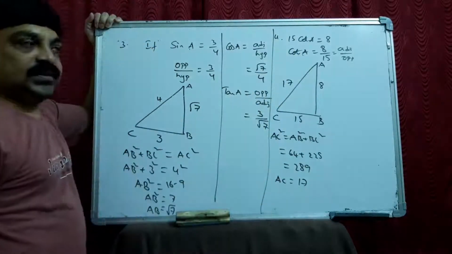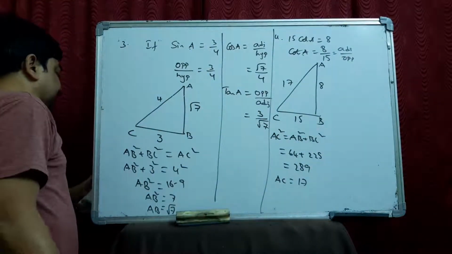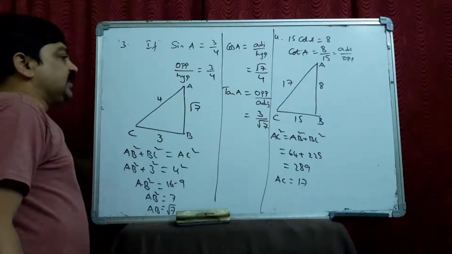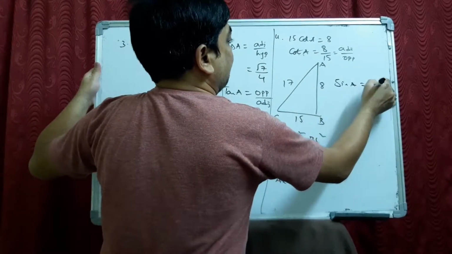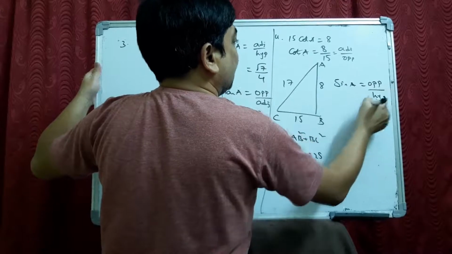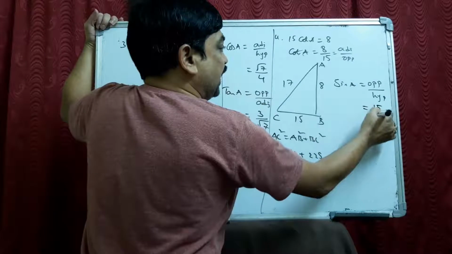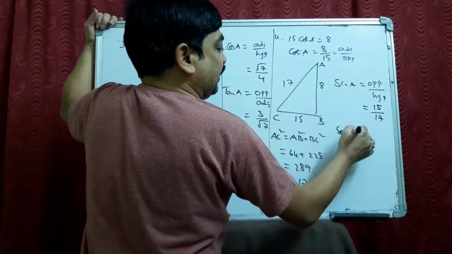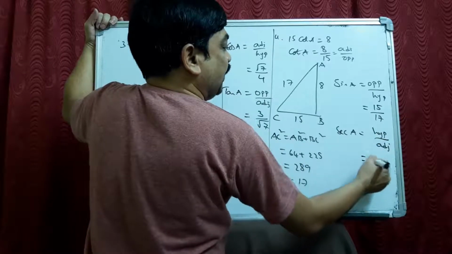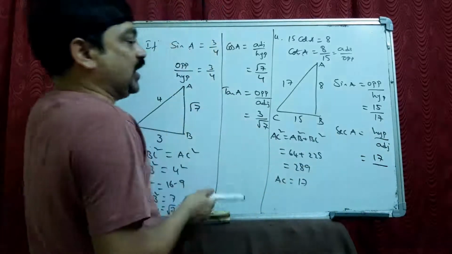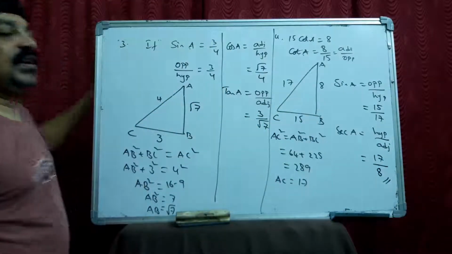This is 17. Now after getting this, what did they ask us to find out? Sin A and secant A. Sin A is opposite by hypotenuse. Opposite to whom? Angle A. So opposite angle is 15 by 17. Secant A is hypotenuse by adjacent. Hypotenuse is 17. Who is adjacent to A? It is 8. 17 by 8. Right?